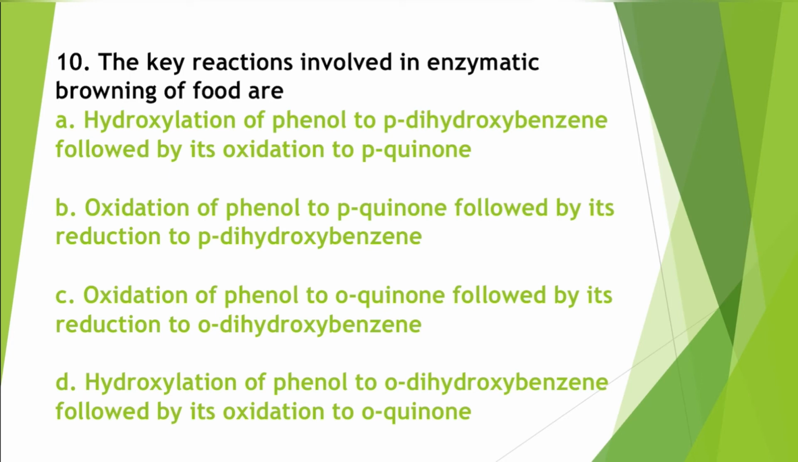I have also prepared a separate video on enzymatic browning, in which I have explained it very well in detail. So the correct answer is: the key reaction involved in the enzymatic browning of food is hydroxylation of phenol to O-dihydroxybenzene followed by its oxidation to quinone.